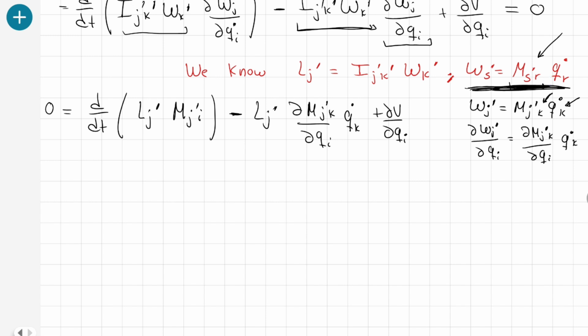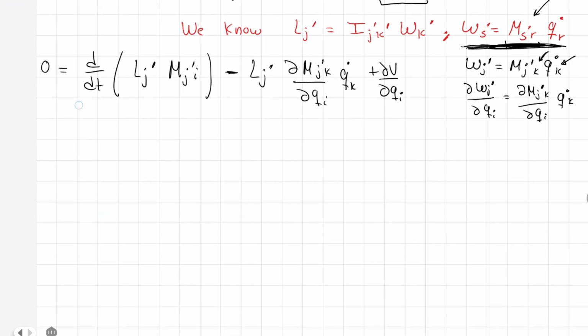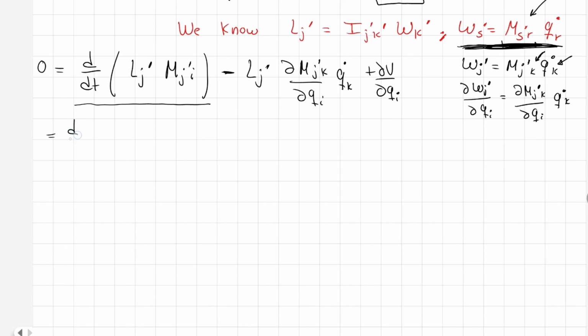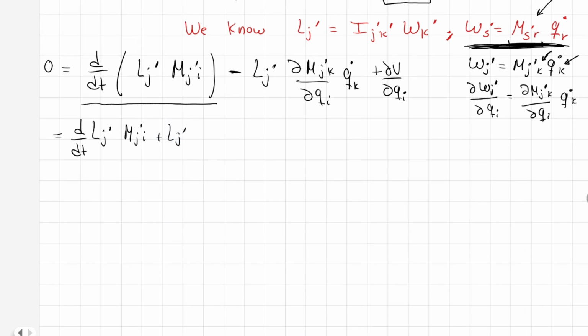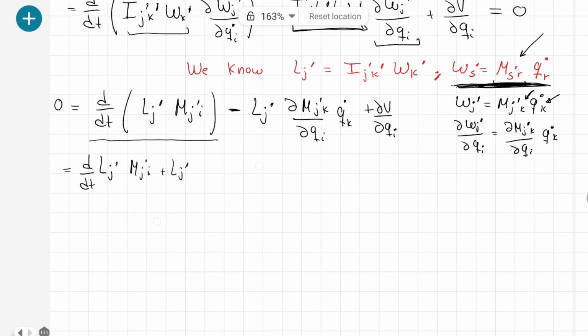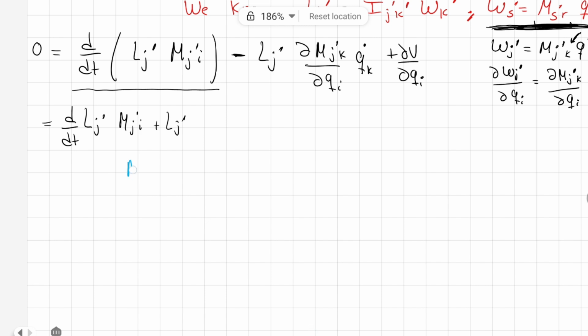Okay, perfect. So now we need to calculate this derivative with respect to time. So this will be equal to the derivative of the first variable, like this, times the second variable, and then plus Lj prime times the derivative with respect to time of this m. Remember, again, this m is a function of the q's coordinates. But these q's are functions of time. So if we need to take the derivative with respect to time of the m, we need to use the chain rule.